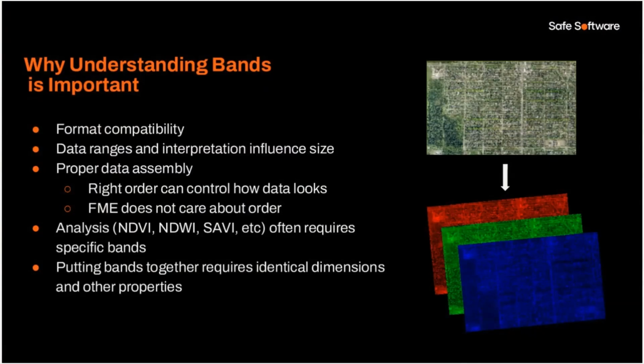Spectral indices and analysis often use different bands and combinations to quantify various environmental properties, whether that's vegetation health or water retention. And combining bands in this way also highlights the importance of band dimensions, as resolutions and other properties usually have to be aligned in order for them to be combined.